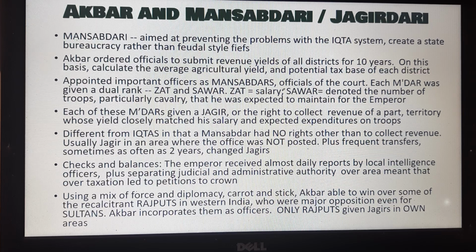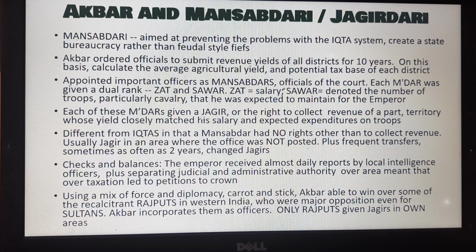He also appointed officers as Mansabdars, officials of the court. Each Mansabdar was given a dual rank, Zat and Sawar. Zat means the salary, the amount of money they are given, and Sawar denoted the number of troops, meaning how much army that particular Mansabdar had, how many horsemen, foot soldiers and elephant soldiers, particularly the cavalry that he was expected to maintain for the emperor.